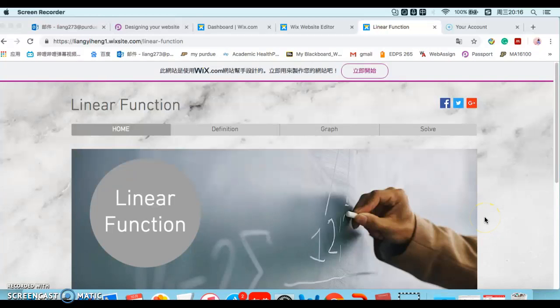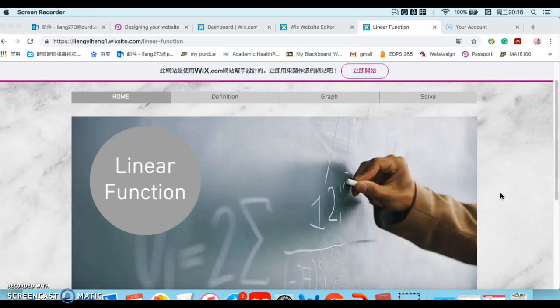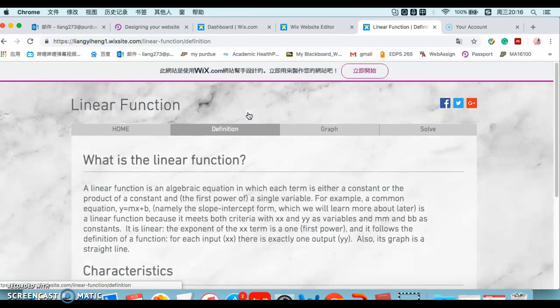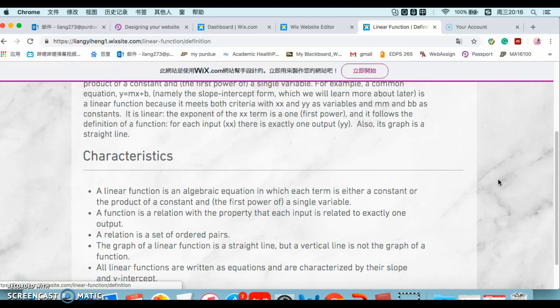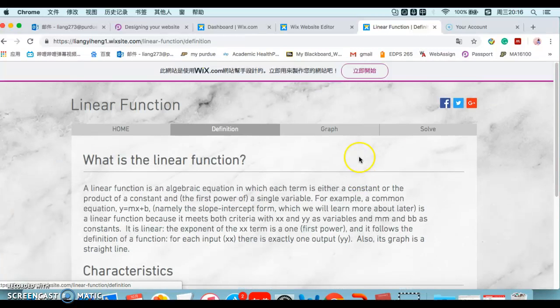Well, this is my website about linear function, and this is the home page of the website. There are some pictures about the linear function, and the second part is definition. In this part, learners will learn what the linear function is, meaning they will learn the definition of the linear function, and also they will learn characteristics of the linear function.